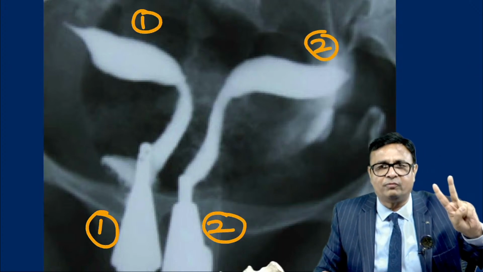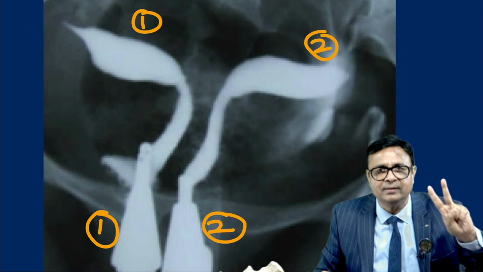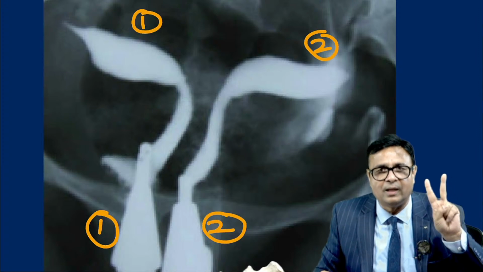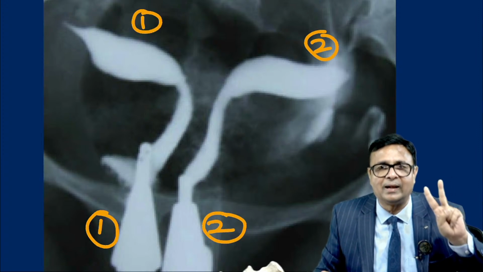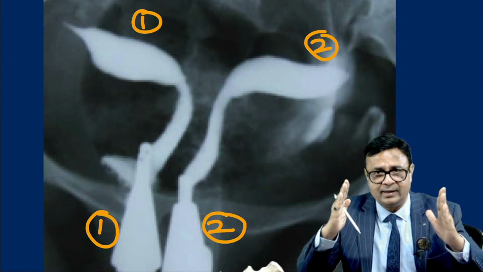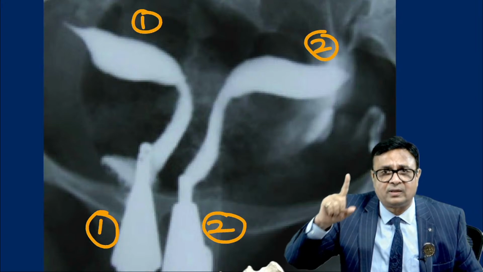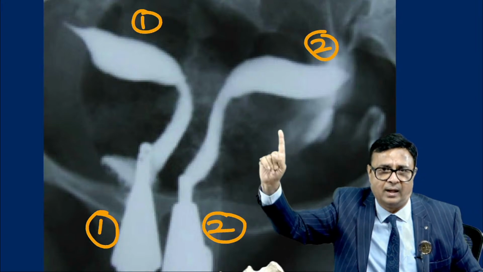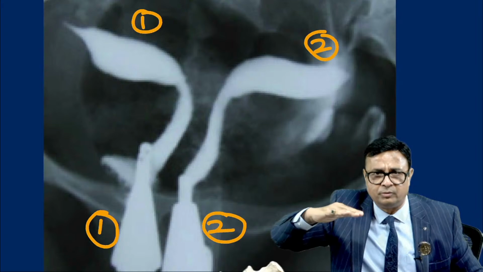This is a case of double uterus. Double uterus is also called uterine didelphys. So this is the case of double uterus, uterine didelphys. Please don't mistake it with bicornuate in exam. It is not a bicornuate uterus.